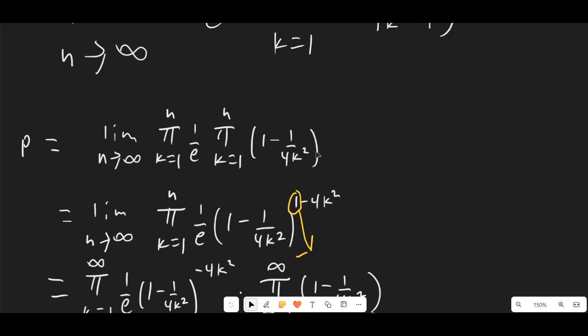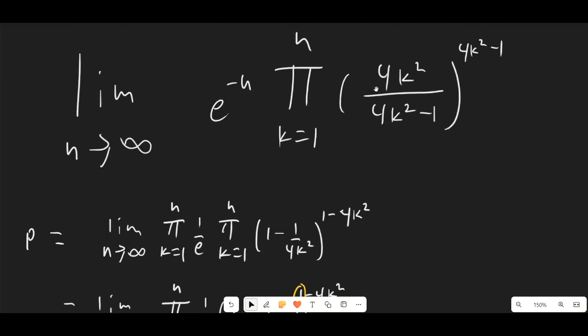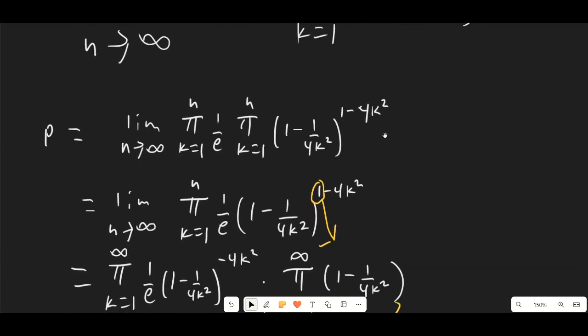And that means we can actually combine these two products, and this should be raised to the 1 minus 4k squared power right here, because what I also did was flip 4k squared minus 1 over, and then I changed the power again. So this actually becomes 1 minus 1 over 4k squared, to the 1 minus 4k squared power.